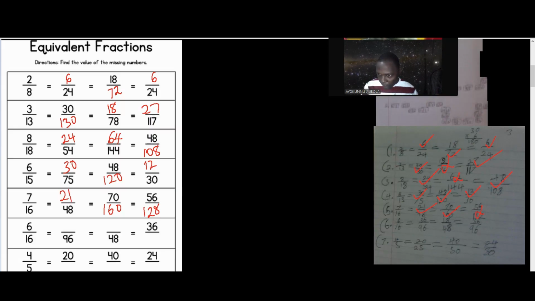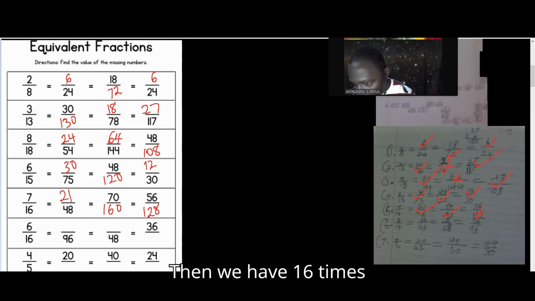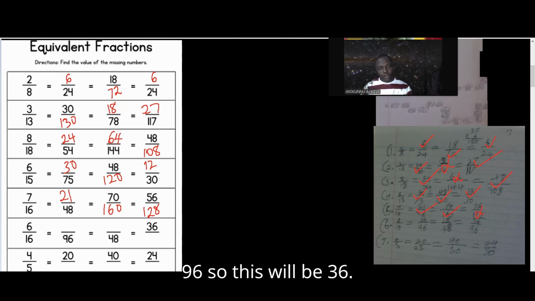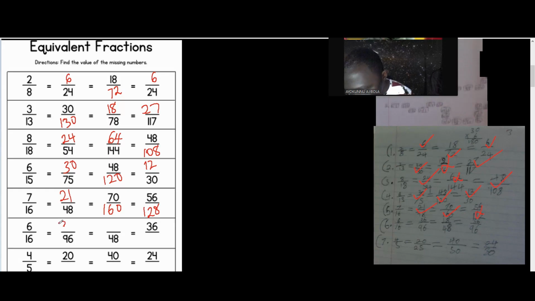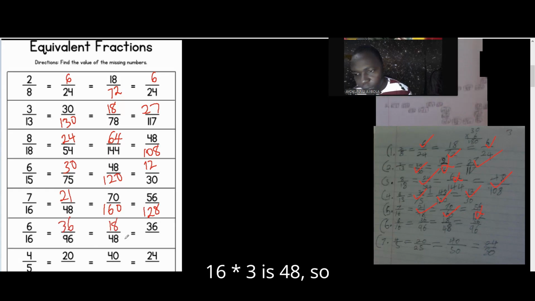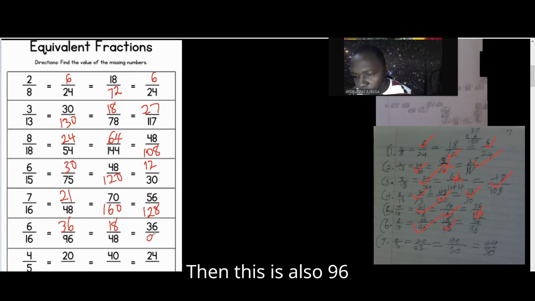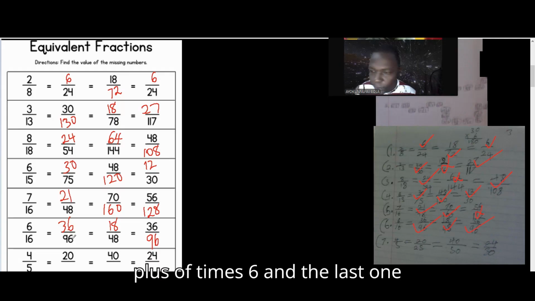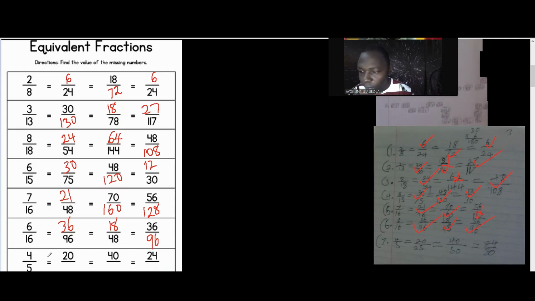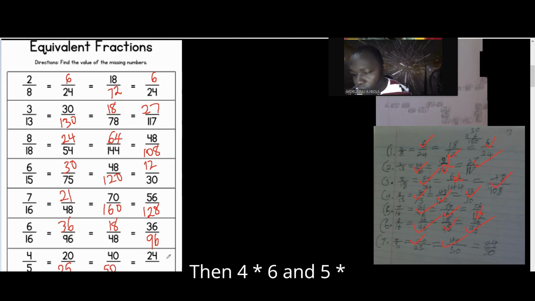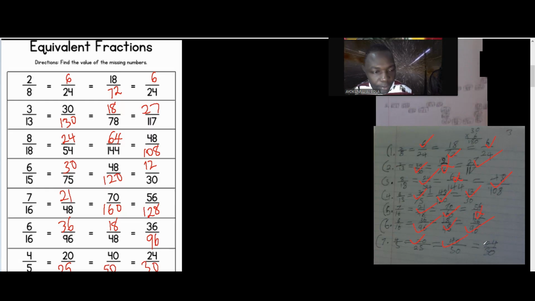16 times 8. Then we have 16 times 6. So that's 96. So this will be 36. And 16 times 3 is 48. So 6 times 3 is 18. Then this is also 96 because of times 6. And the last one, 4 times 5 and 5 times 5, that's 25 here. 4 times 8 and 5 times 8. 4 times 10 and 5 times 10. Then 4 times 6 and 5 times 6, 30.